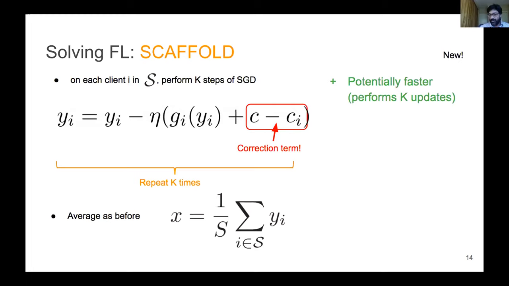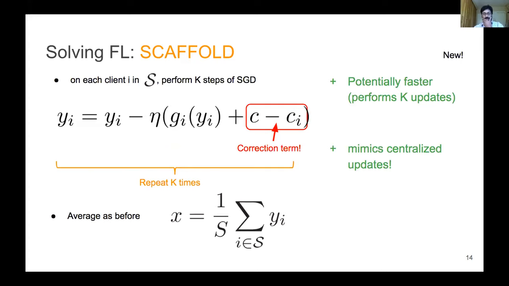But the idea here is that, again, you potentially expect it to converge faster than SGD because you're doing k local optimization steps. And what we can formally prove is that because of this correction term, each client is in some form mimicking a centralized update. And because of that, we can show that it converges to the right solution. The way all of this works out will be explained in the course of this talk.